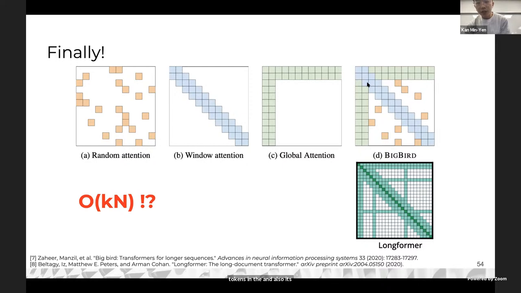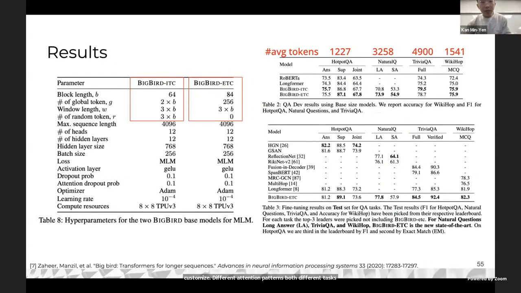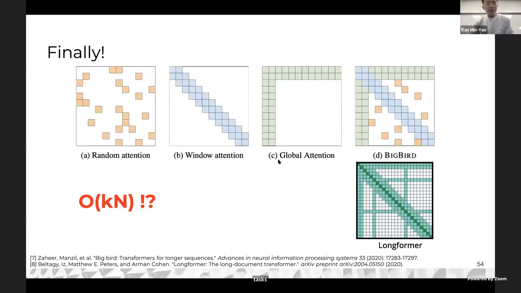In this way, we need to predefine which tokens are global tokens, right? And by this way, we can customize different attention patterns for different tasks. So linear is good, sparse is good. So is this sparse attention the final answer for long document modeling?